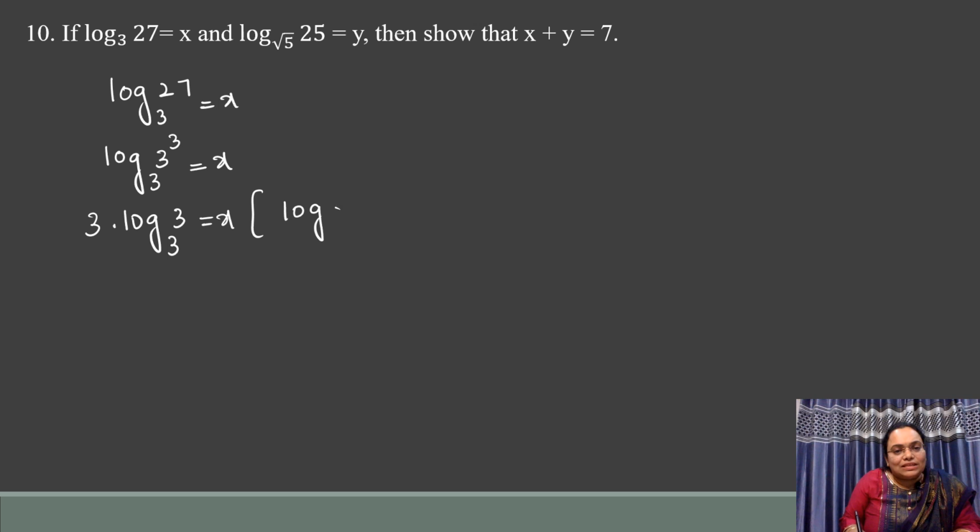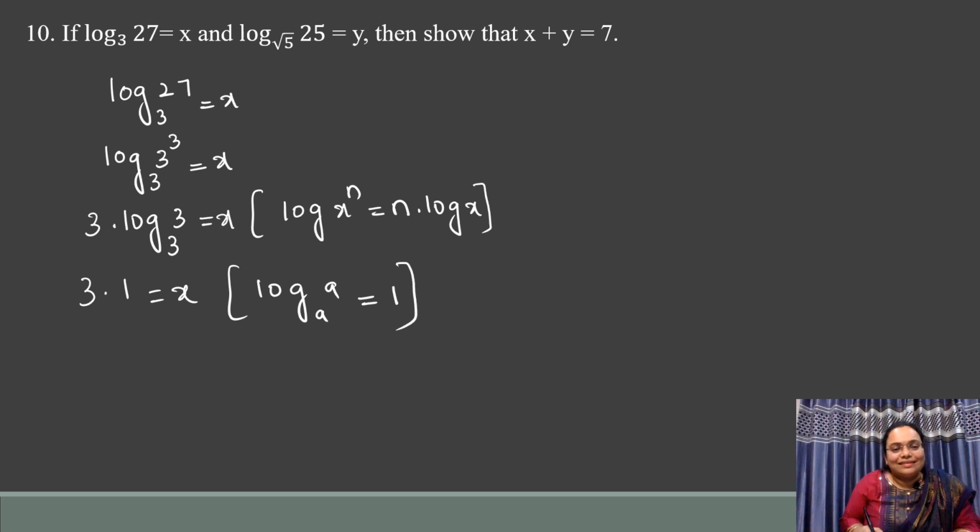Log x to the power n is equal to n into log x. Now 3 into log 3 to the base 3 is 1, right? 3 into 1 is equal to x, because log a to the base a is equal to 1, right? Now what is the value of x? The value of x is 3.